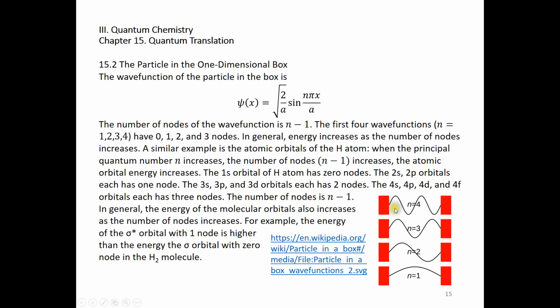You can say this for the particle in the box. You can say this for the atomic orbitals. In general, the energy of the molecular orbitals also increases as the number of nodes increases. For example, the sigma star orbital with 1 node has higher energy than the sigma orbital with 0 nodes in the H2 molecule. You can say that for all other molecules.